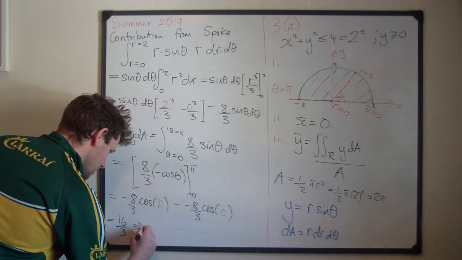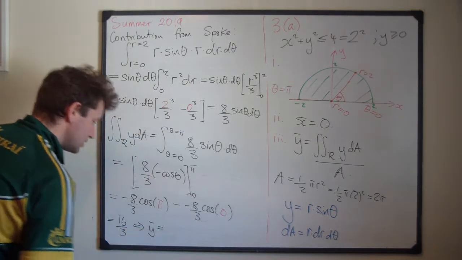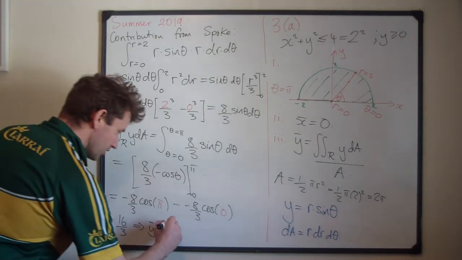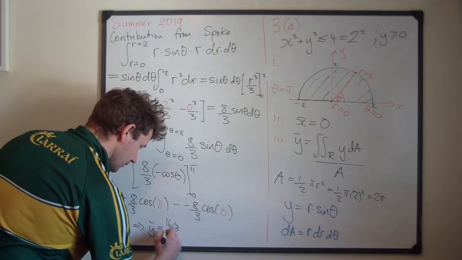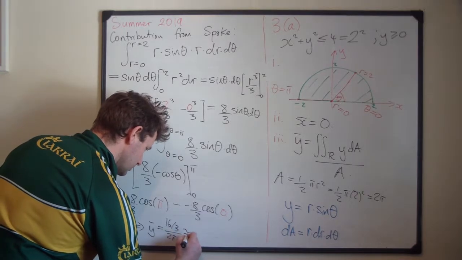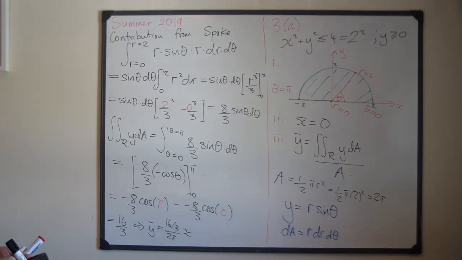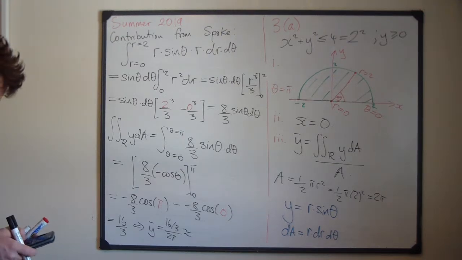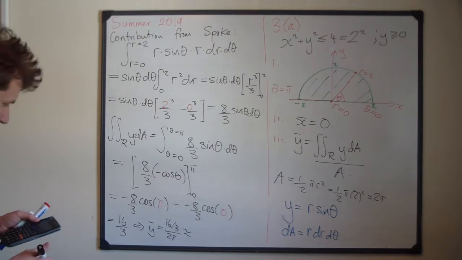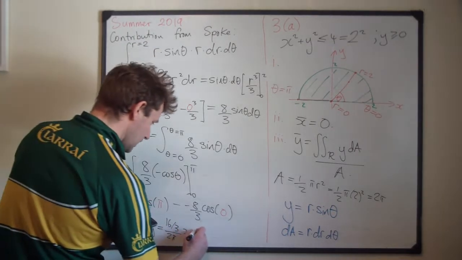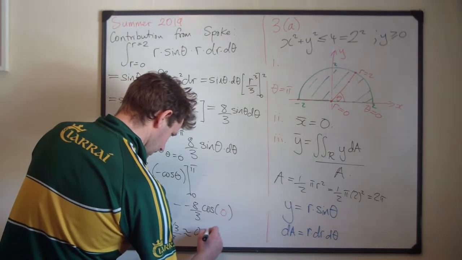And therefore, the y coordinate is this integral that we've just calculated, which is 16/3, divided by the area, which is 2 pi. And now we will do the calculator. So I have 16/3 all divided by 2 pi, and it comes out as approximately, let's do 4 significant figures, 0.8488.